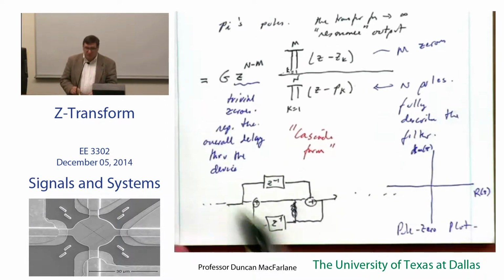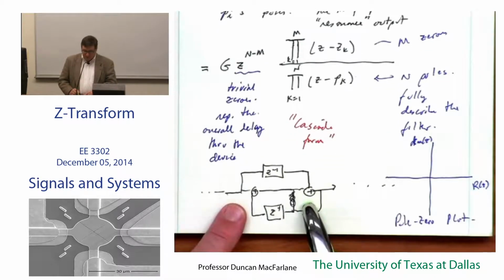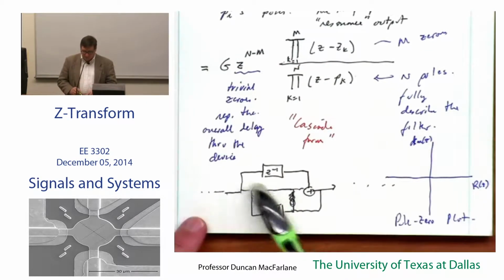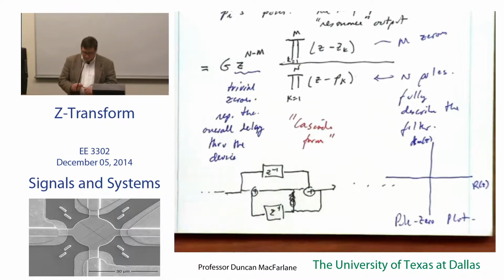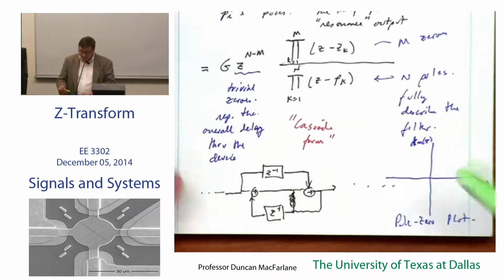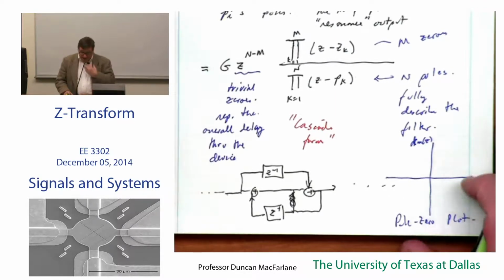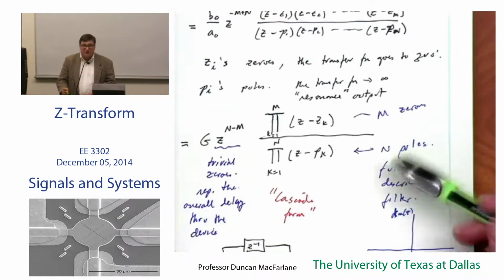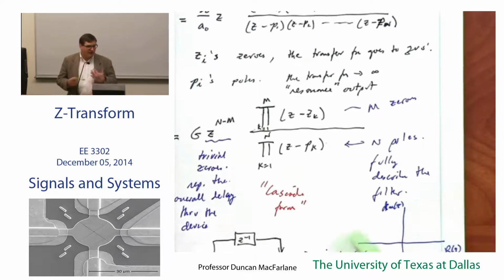Here's a rough view of one stage of this transfer function with one zero and one pole, and then you just repeat this again and again, however you want. The zeros and the poles fully describe the filter. And that's one thing that I want to get across to you.